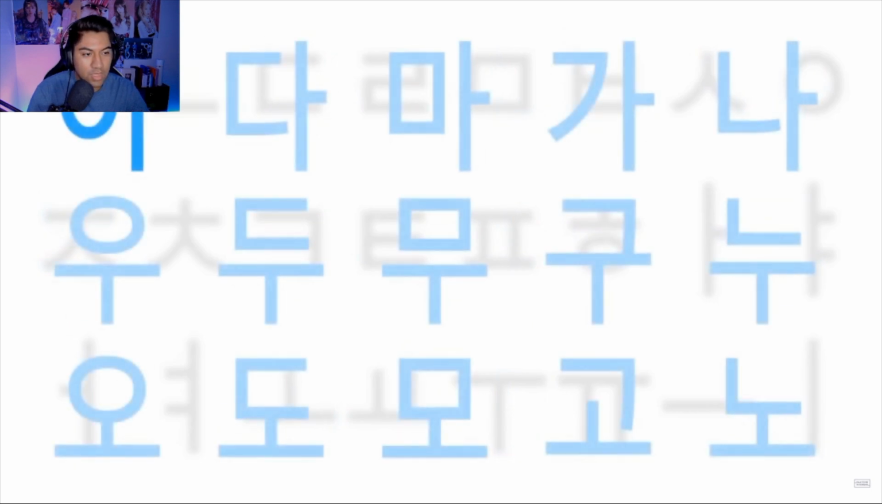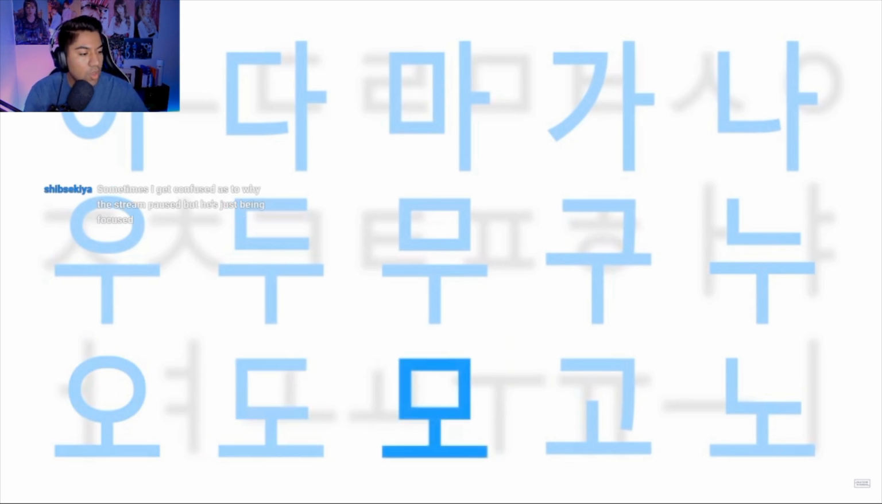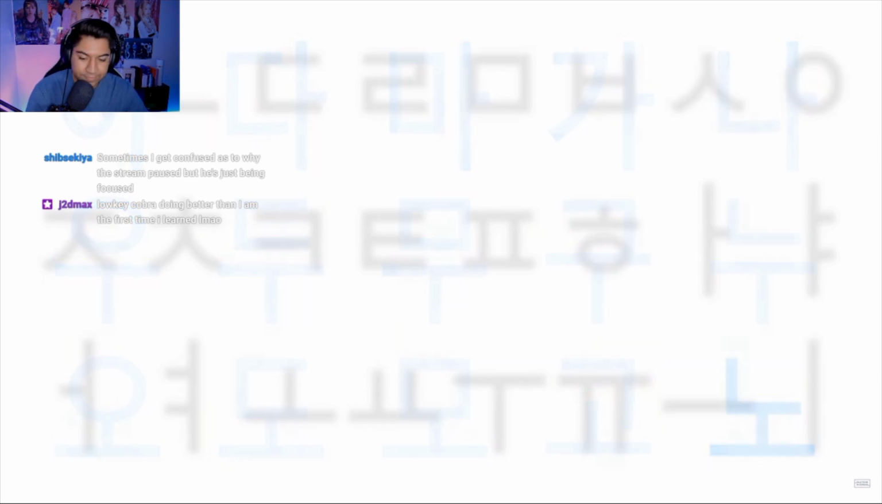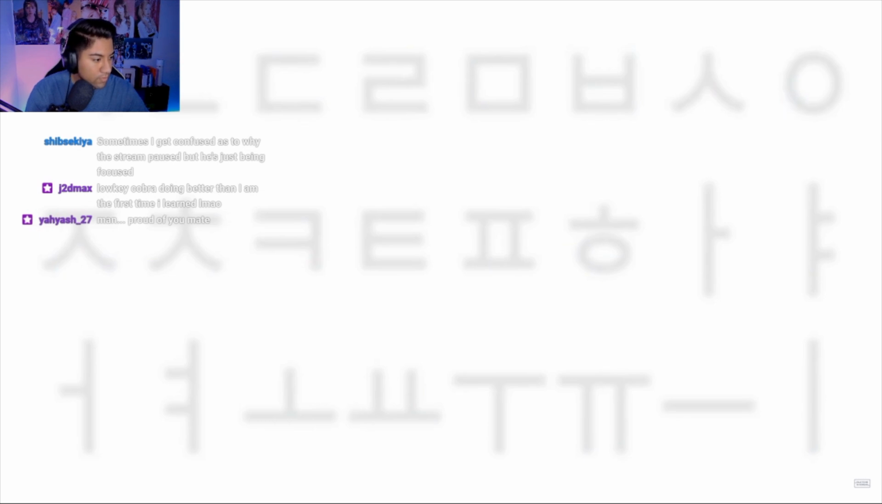Let's review together. A, a, da, da, ta, ta, ma, ma, ka, ka, na, na, u, u, du, du, mu, mu, ku, ku, nu, nu, o, o, do, do, mo, mo, ko, ko, no, no. Okay, so that's it for this video, but before we go, let's have a quick video quiz.